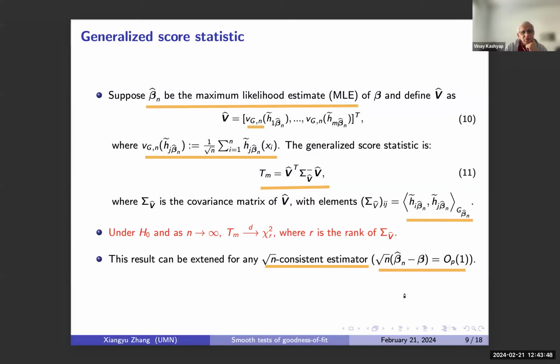Xiangyu, a quick question. So what determines the rank of sigma V hat? Sorry, say it again. What determines the rank of sigma V hat? No. What determines the rank? How do you have this score statistic going as chi-square with r degrees of freedom, but how do you know what r should be?